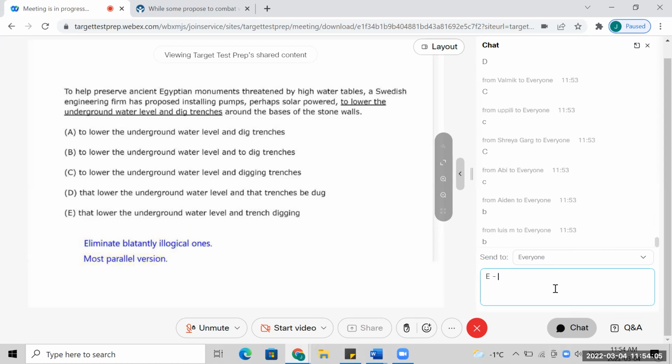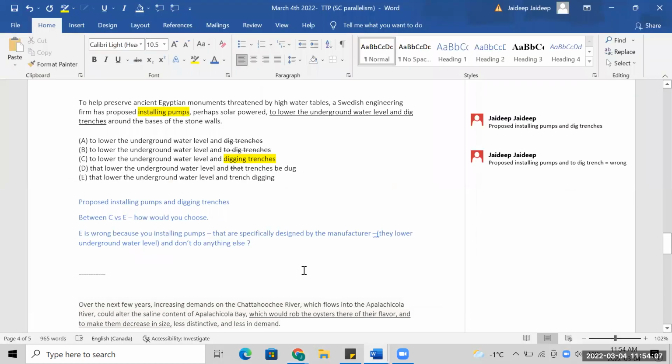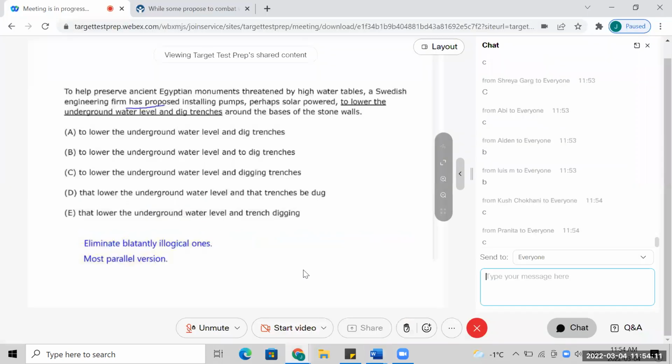Has proposed, can that carry over? Installing pumps. Okay, that sounds good. Has proposed installing pumps, perhaps solar powered, to lower the underground water level and dig trenches. Has proposed installing pumps and has proposed dig trenches. That does not work, right? Has proposed installing pumps works, but has proposed dig trenches does not work. So our carryover gets worked.